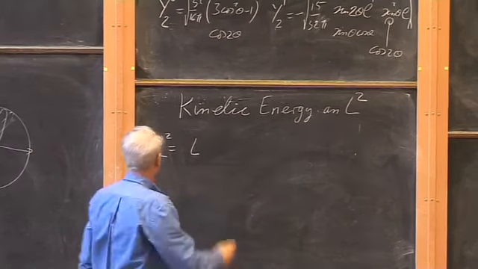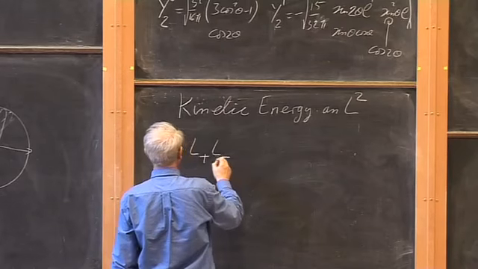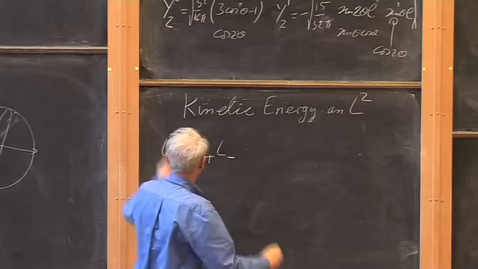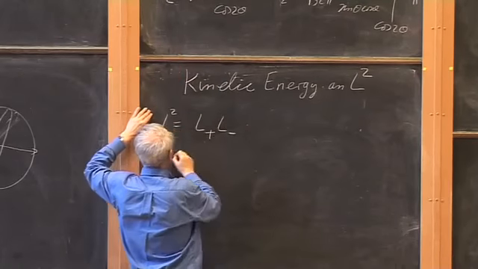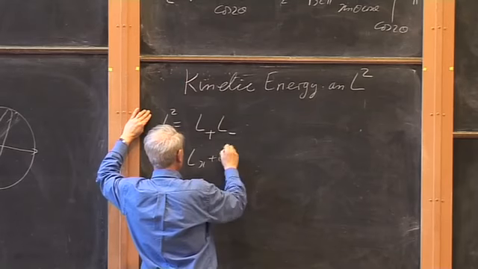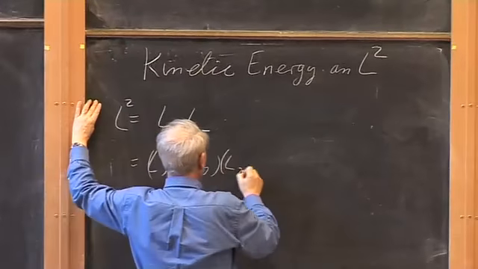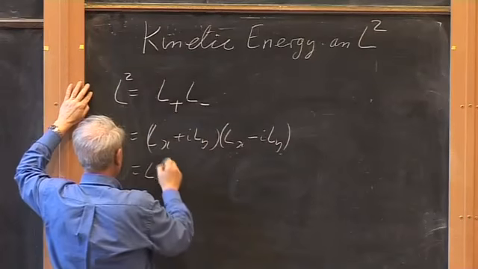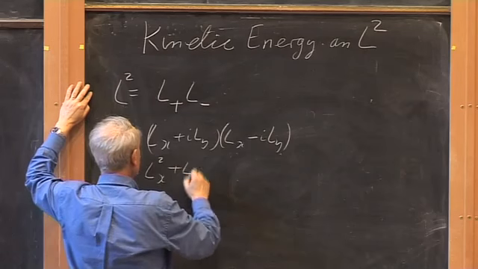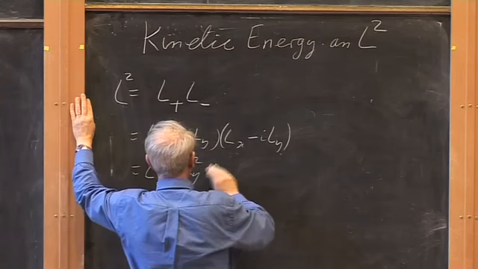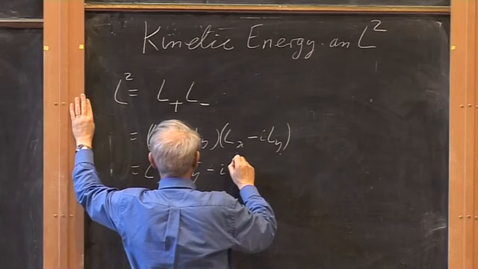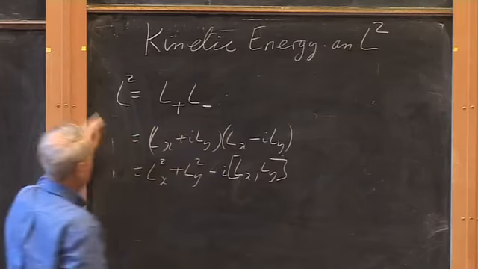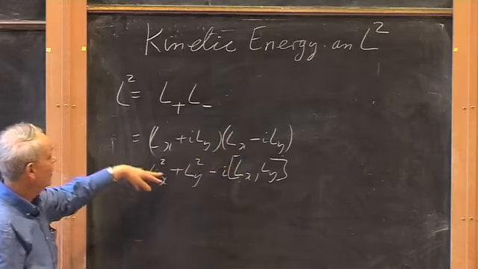I can write it either way, but let me do it consistently like this. Let's see what we're going to have to add to this to make L squared. This is Lx plus i Ly, Lx minus i Ly. What's that going to come to? That's going to come to Lx squared plus Ly squared plus, well, minus i, the commutator of Lx and Ly. That's what this thing multiplies up to.